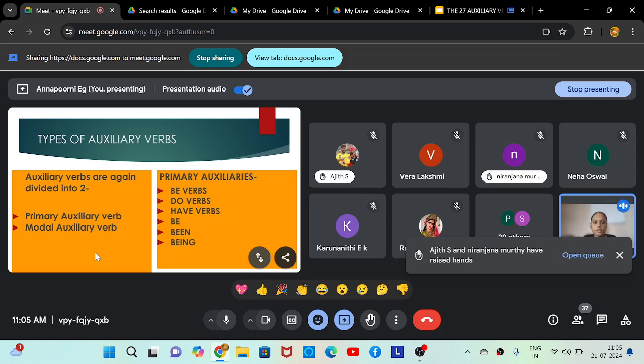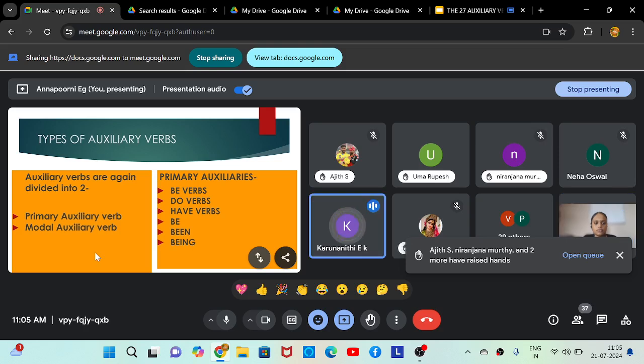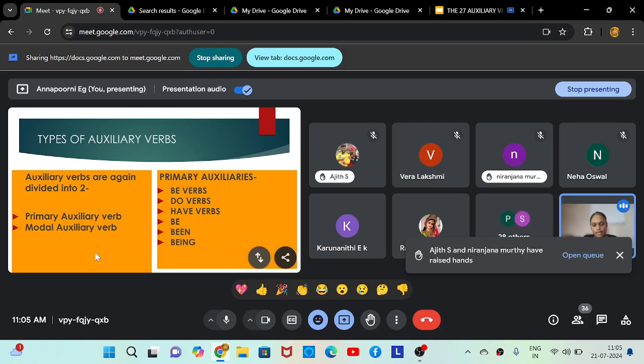Okay, so what are the do verbs? Kavini, can you answer? Do, does, did. Very good. Do, does, did. They are called the do form verbs. And what are the have form verbs, Prakshana? Had, has, have, ma'am. Okay, has, have, and had. And be, been, and being.